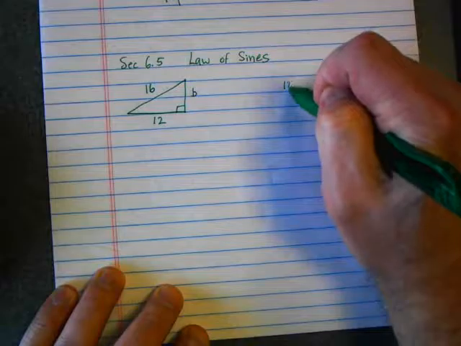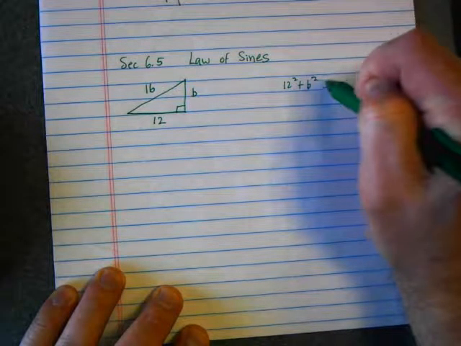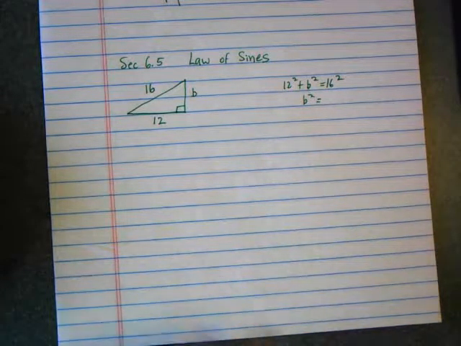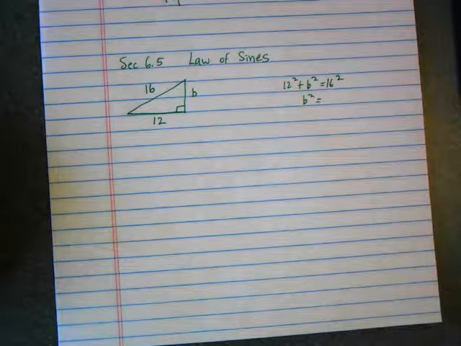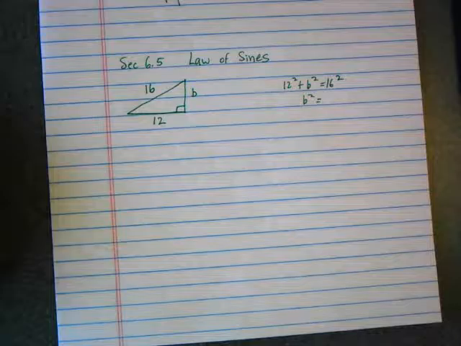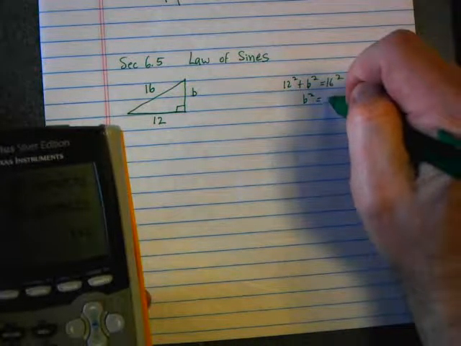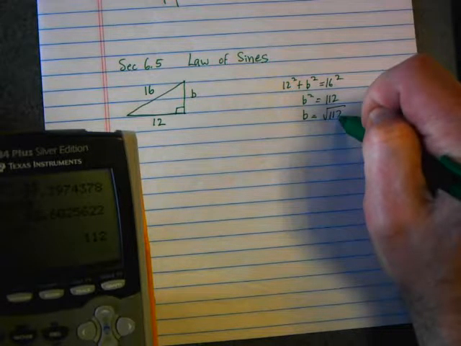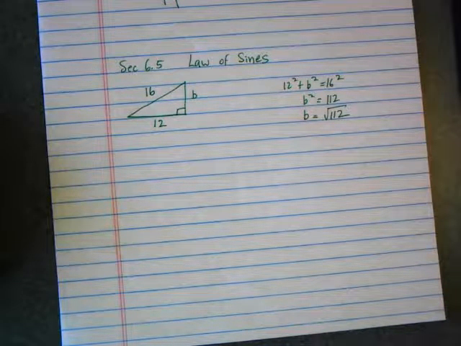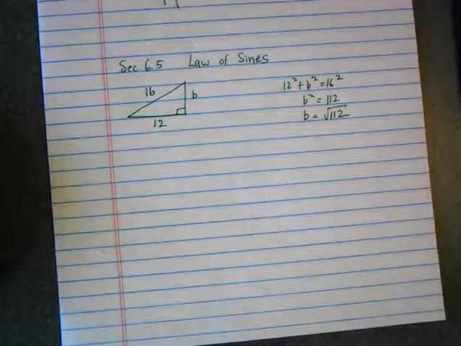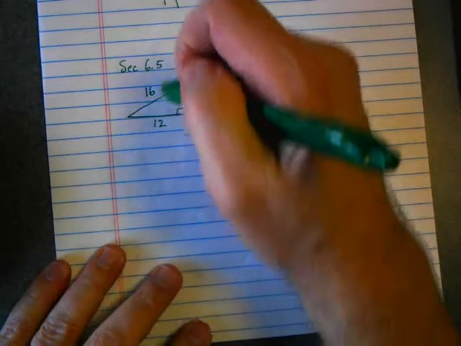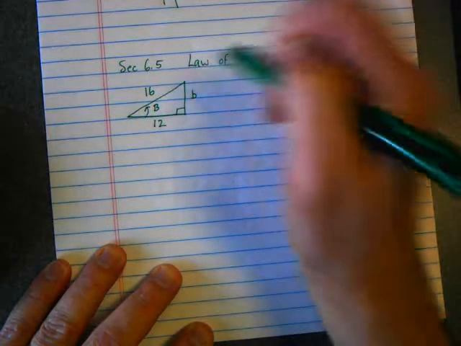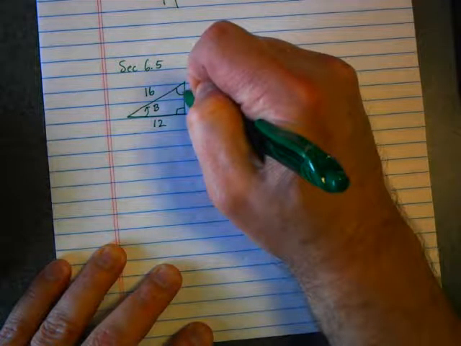So I would have 12 squared plus b squared is 16 squared. So b squared is, I grab my calculator here, 16 squared minus 12 squared. Calculator says that's 112. So b is the square root of 112. All right. This angle right here, I'm going to call angle B, and this angle up here, I'm going to call angle A.